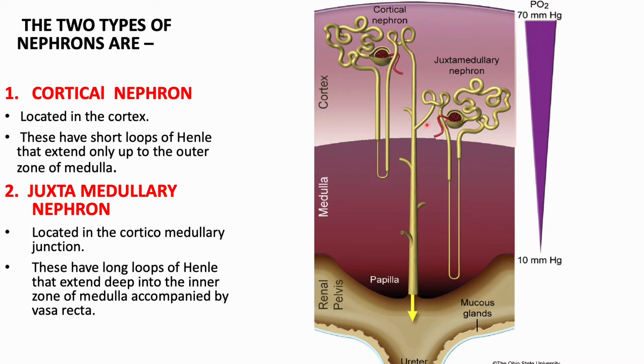We have two types of nephrons. The nephrons that are located in the cortex are called cortical nephrons. They have a short loop of Henle, and they extend only up to the outer zone of the medulla. The other is the juxtamedullary nephron. Juxta means at the side or near. So they are located in the corticomedullary junction. They have a long loop of Henle that extends deep into the inner zone of the medulla, and this part is accompanied by the vasa recta.